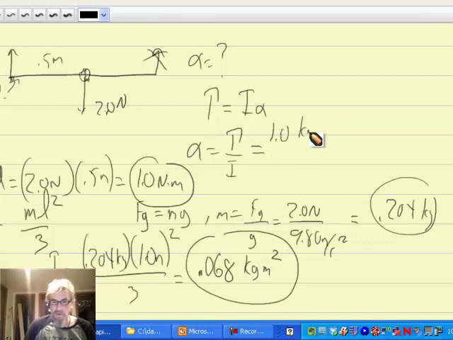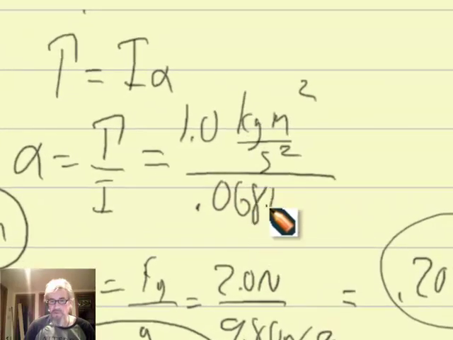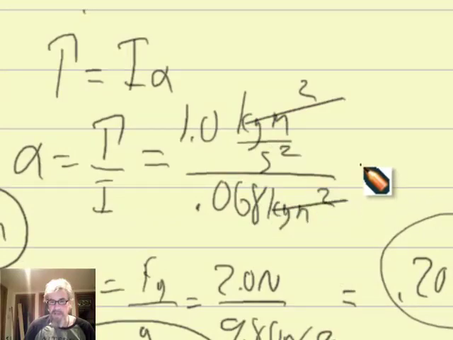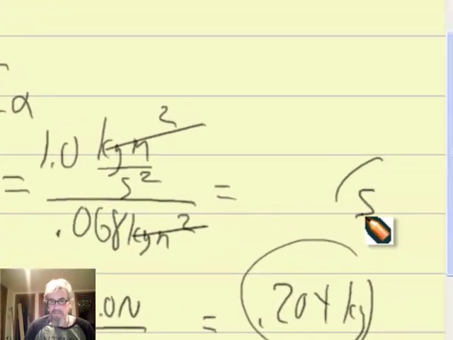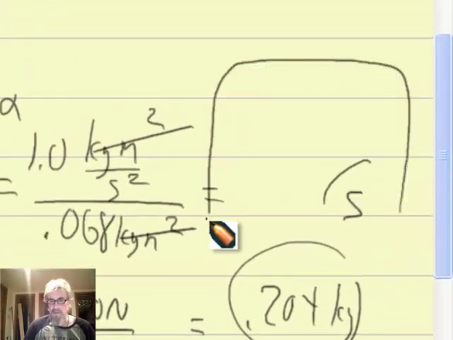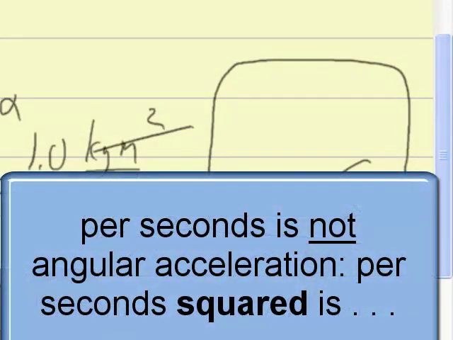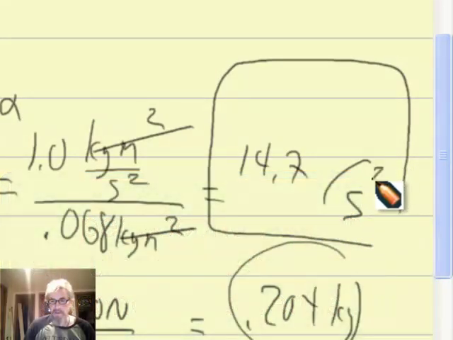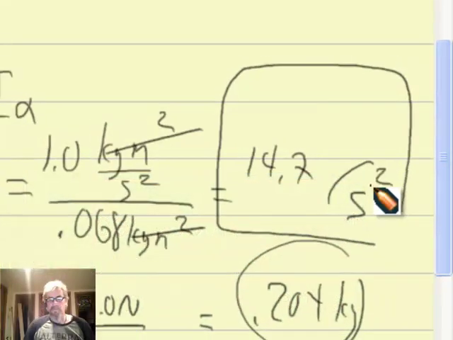But a Newton meter is a kilogram meter per second squared times another meter. So kilogram meter squared per second squared. In the denominator we have I, which is 0.068 kilogram meters squared. So the kilogram meters squared part just cancels out, and we get nice angular acceleration units of per second squared. When you do the arithmetic, you find out that it's 14.7 per square second. 14.7 radians per second per second.